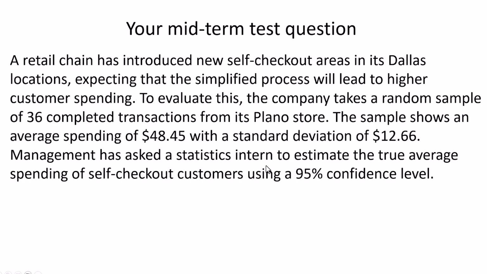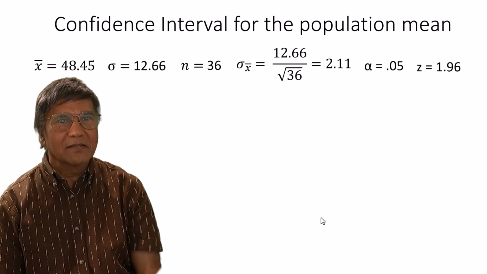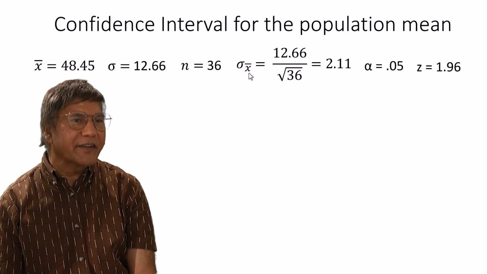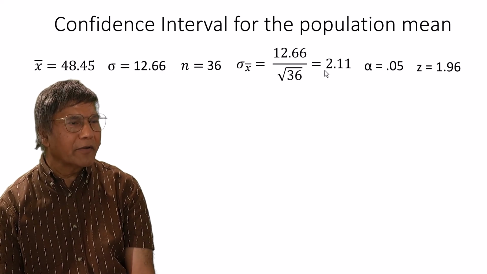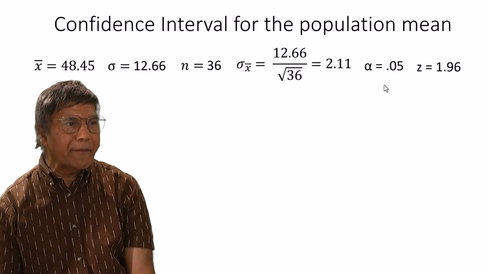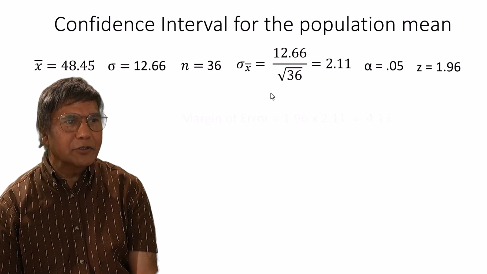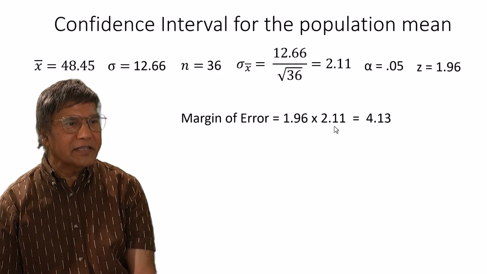So you extract information from here, which is X bar is 48.45, sigma is 12.66, N is 36, and you go doing your business solving the problem. You find the standard error, which is sigma over square root of N. That you find, 2.11. 5% alpha, 95% in between area. Z gives you 1.96, or that gives you margin of error 1.96 times 2.11, Z sigma X bar.